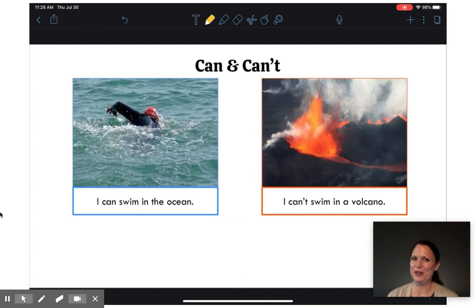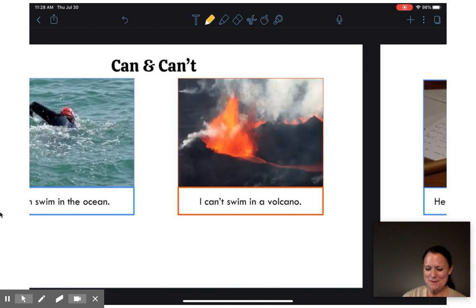Okay, here's a fun one. I can swim in the ocean. We go out on the dhow, I get in the water, I can swim, right? But I can't swim in a volcano because it's hot and it'll burn me. Nobody can. Maybe not a great example.